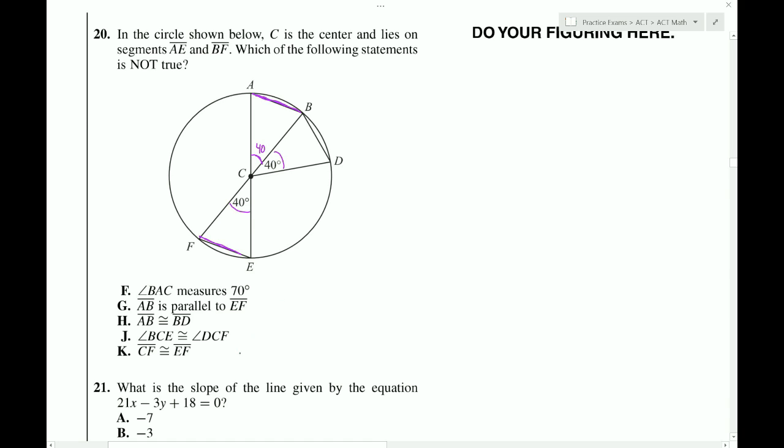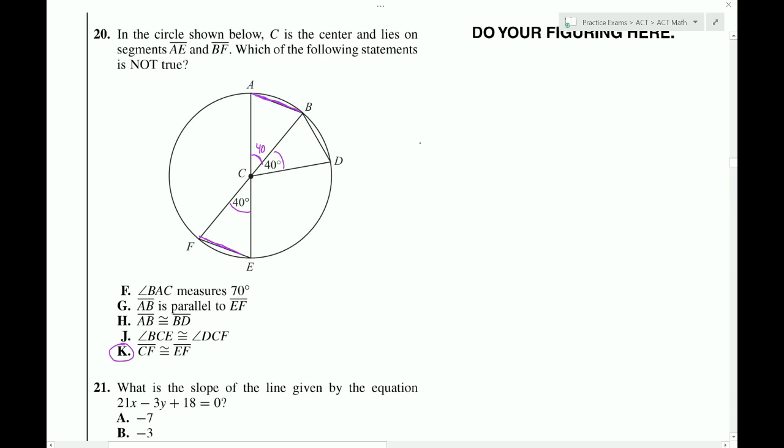Let's see. CF equals EF. Well, this seems like it's not going to be true, necessarily. So that's right away standing out. BCE equals DCF. BCE, which is this angle here, equals DCF. DCF is this angle here. Alright. So we're going to need some more angles. So let's get started with that.